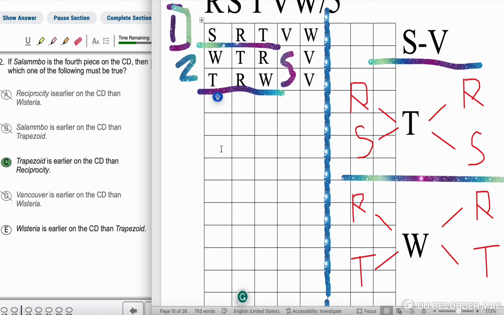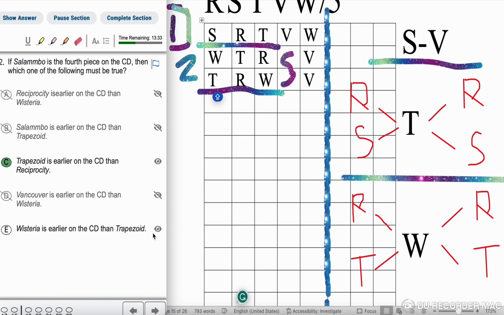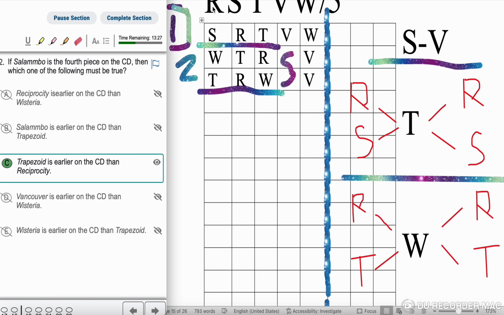And the reason why I created the second world is because I had 2 options here that met both these conditions. And instead of just choosing the first one, I wanted to make sure. So it says T is earlier than R. If you look, T is earlier than R on both worlds. And the second one, this choice says W is earlier than T. If you look at the second world, T is actually earlier than W. So this one is true in both worlds, so it must be true. So go ahead and choose C, and the answer is C. T is earlier on the CD than R.